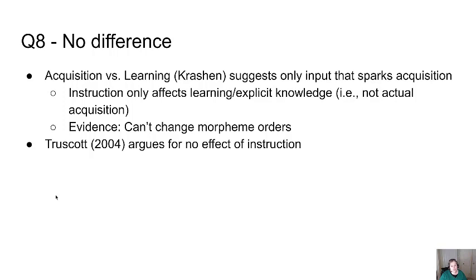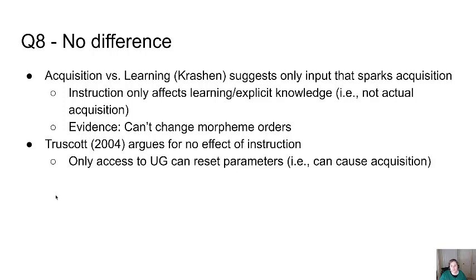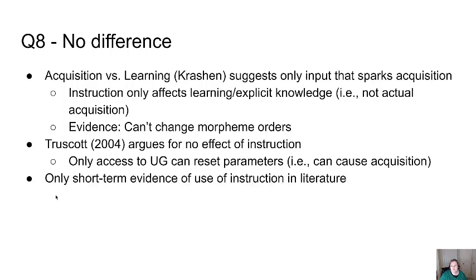Truscott 2004 also made the claim that there's no effective instruction. In fact, this person says only access to UG could possibly reset parameters, aka cause acquisition. So instruction is not the same as access to UG. And in fact, our authors of our book, especially VanPatten, if you haven't picked it up already, are not terribly convinced of the importance of instruction.